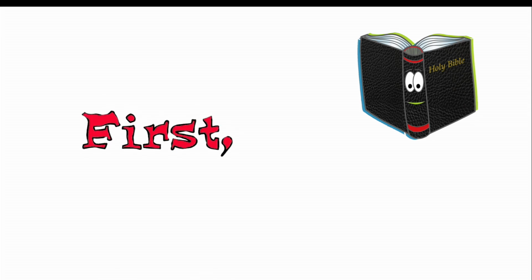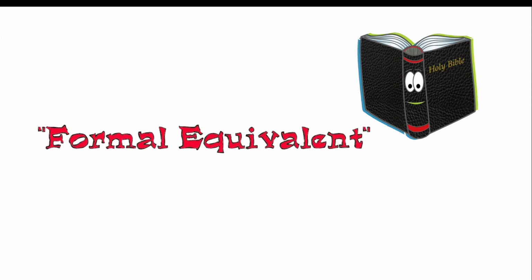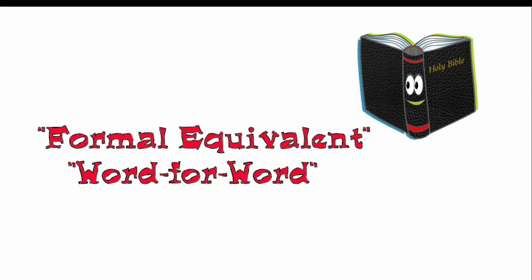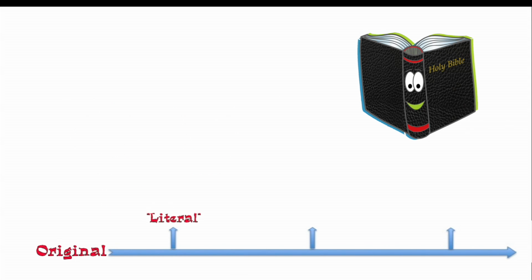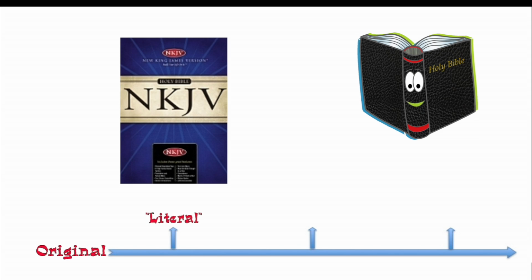First, you can use a formal equivalent approach, also called word for word or literal translation. These translations stick closest to the original but may be hard to read or may use obscure words. An example of a Bible that uses this approach is the New King James.